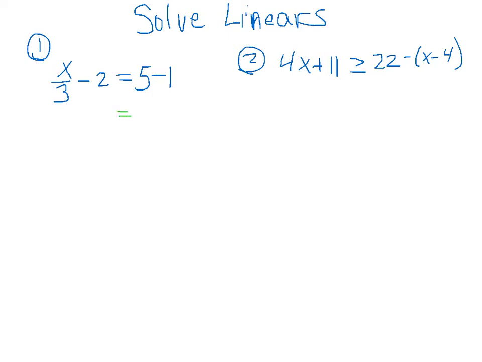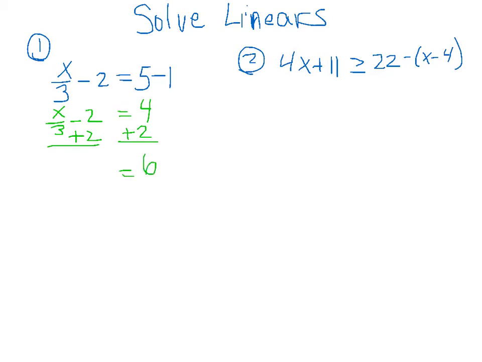So if we notice on the right hand side, we know that 5 minus 1 is 4. That leaves us with x over 3 minus 2. Our goal is to get x by itself, and so the things that are in the way are this divide by 3 and minus 2. We want to go in reverse order of operations, so we're going to start with getting rid of this minus 2. We always do the opposite, so since this is a minus 2, we're going to add 2 to both sides, keeping in mind you want to always do the same thing to both sides.